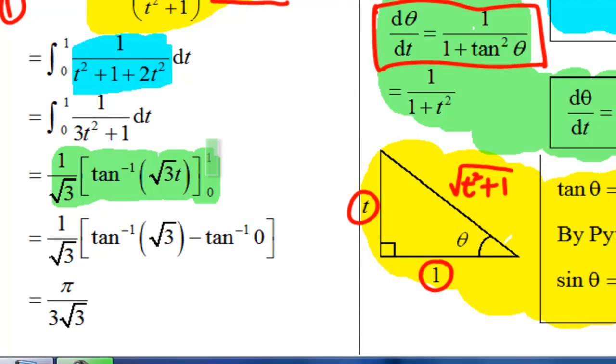So placing in the 1, you'll get tangent inverse root 3, and placing the 0 in, you'll get tangent inverse 0. So evaluating the answer, you will end up having this as your final answer.